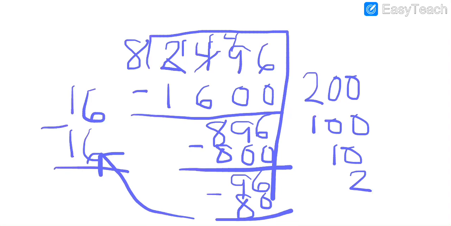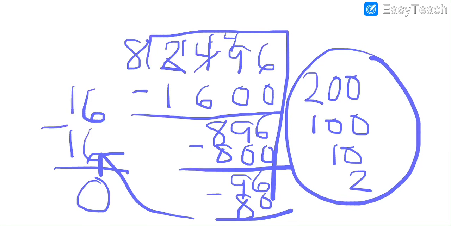16 minus 16, let's do it. And what do you get? 0. So we're going to have a remainder of 0. Now, the only thing we need to do is to figure out our total over here on the side. So go ahead and circle that for me. We're going to add it up to get the answer or our quotient.